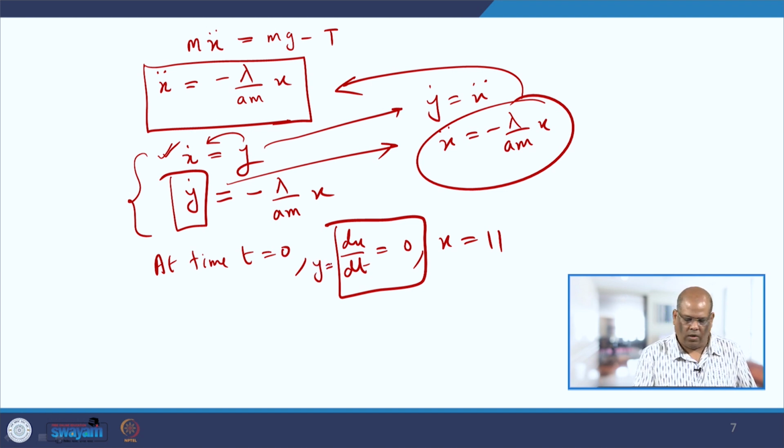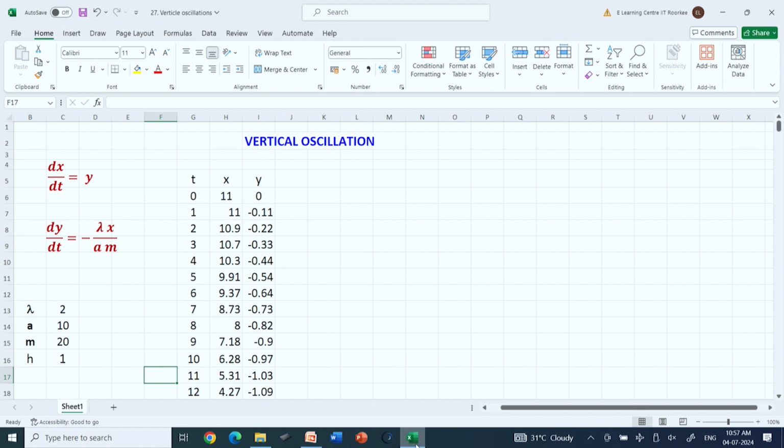And let us take some numerical values of lambda, a and m. We will be using Microsoft Excel to solve this system of first order differential equations. I already have the file open. As you can see, you have dx dt equal to y, dy dt equal to minus lambda x divided by am. We have taken lambda equal to 2, a equal to 10, m equal to 20, and the h, which we will be using for Euler's numerical method, is 1.